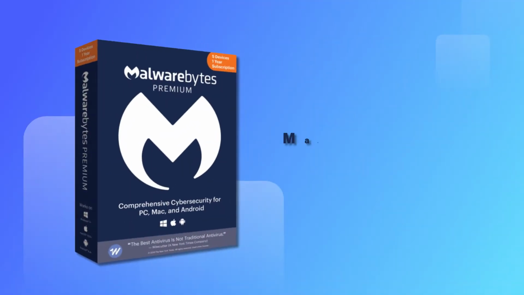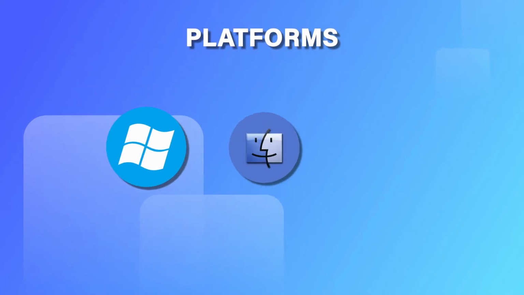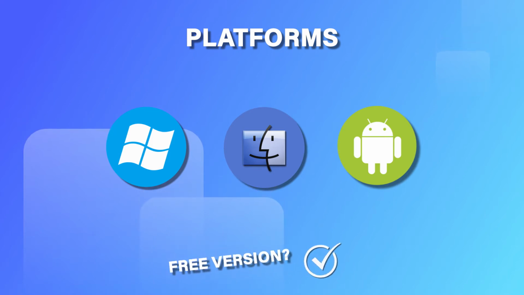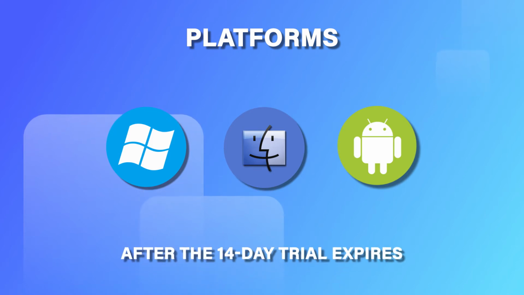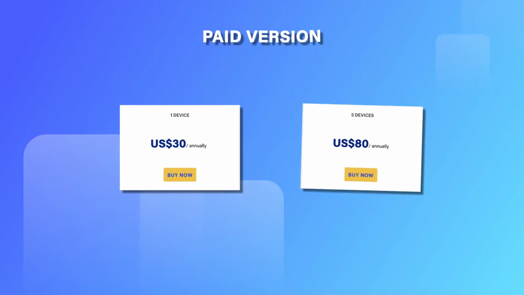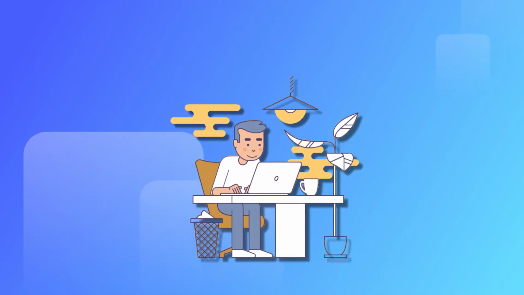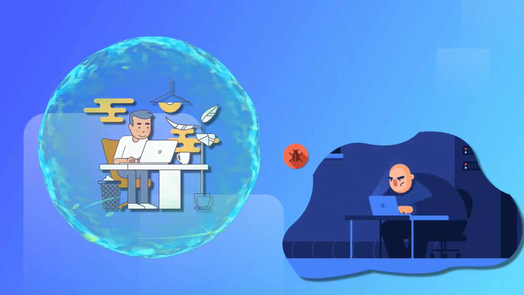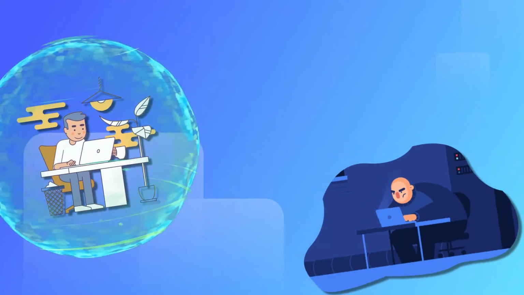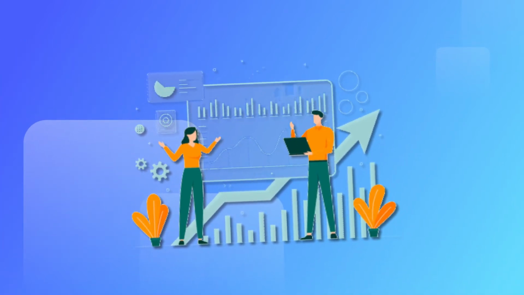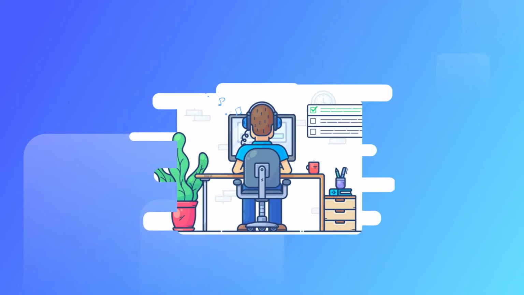The third on the list is Malwarebytes. Platforms: Windows 10 plus, Mac OS, Android. Free version? Yes, after the 14-day trial expires. Paid version: $30 per year for 1 device, $80 per year for 5 devices. Malwarebytes does protect your PC from a virus or malware attack, scoring reasonably well in recent independent testing for guarding against malware threats, but that's not really what Malwarebytes is known for.